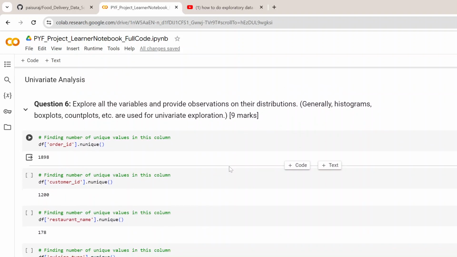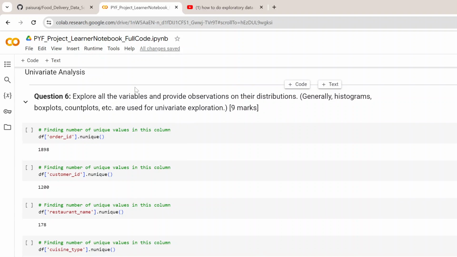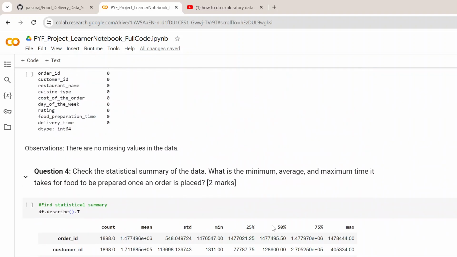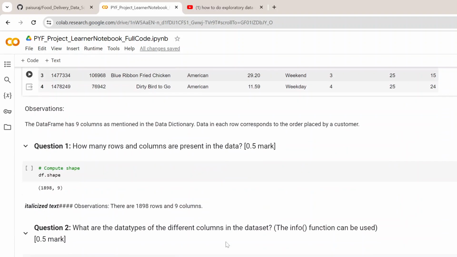So yeah, now I'm scrolling down and we're going to start the univariate analysis. Univariate analysis just translates to taking a look at each individual variable on its own. What type of distribution does it have? So we can take a look at order ID, customer ID, restaurant name, cuisine type. These four things that I'm plotting here are all from up above when we take a look at the data frame. And so that's where we're getting these labels from.